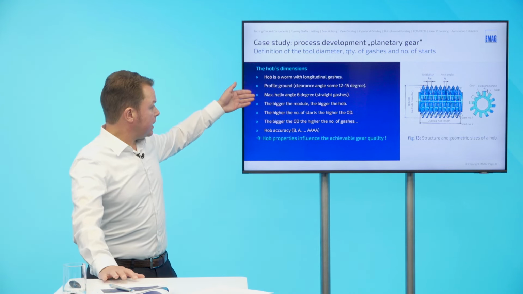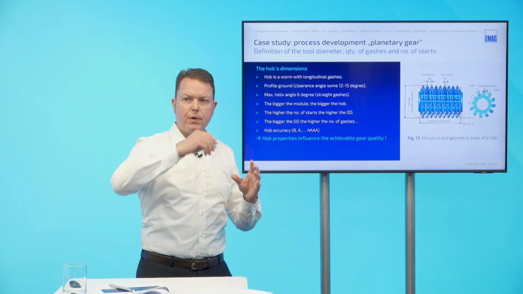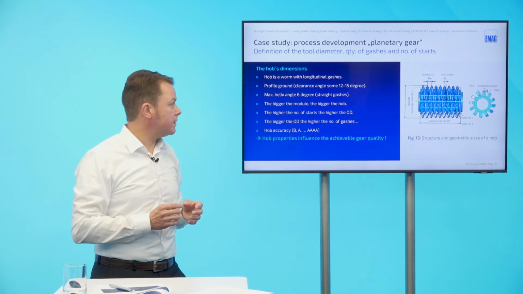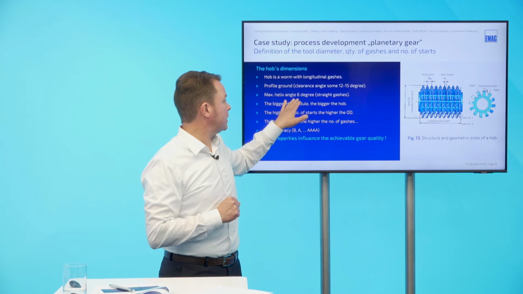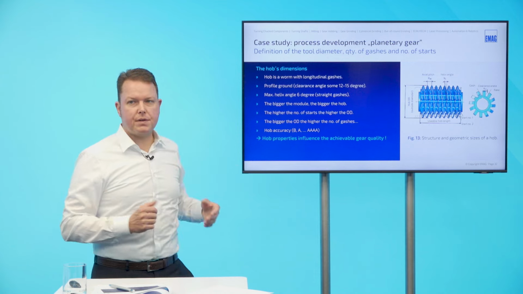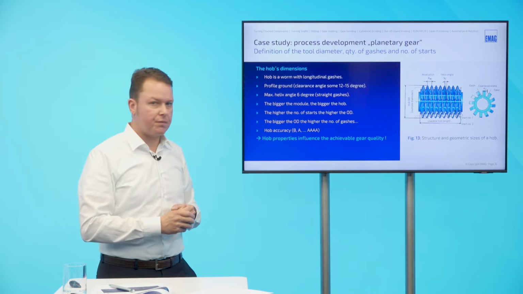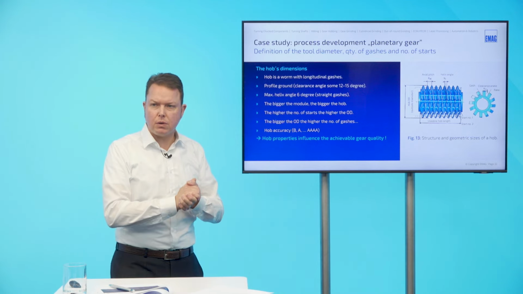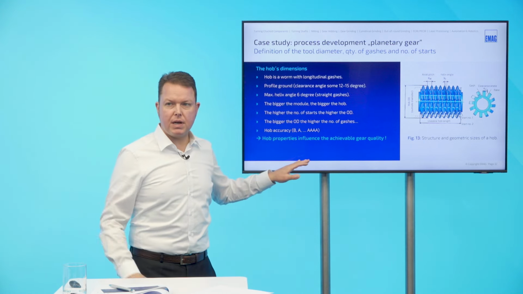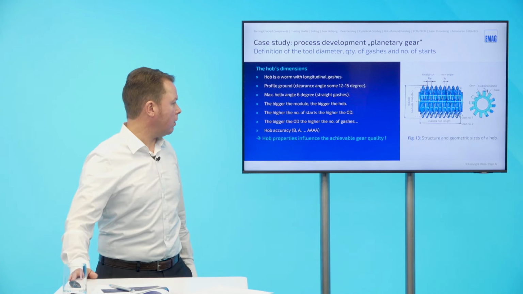From this rule, there come a couple of other statements. The bigger the module, the bigger the hob will be, of course. The higher the number of starts, the higher the OD will be. That's also clear if we want to keep the 6 degrees constant. The bigger the OD, the higher the number of gashes can be. We have a bigger circumference and we can have more cutting edges on the circumference. And then last but not least, also the accuracy of the hob plays an important role. Nowadays we even have precision degrees up to 4A quality for hobs.